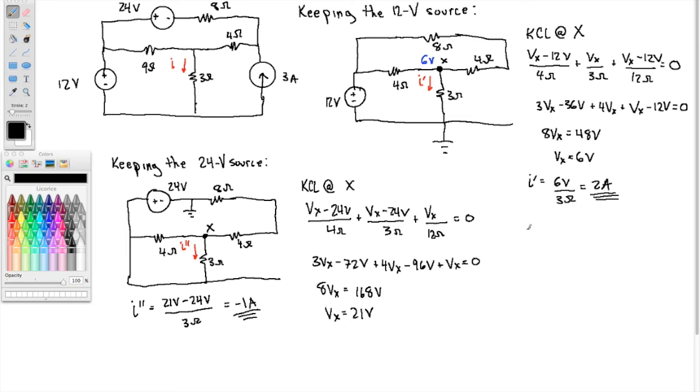Alright, finally, let's keep the 3 amp source. So both voltage sources become short circuits.